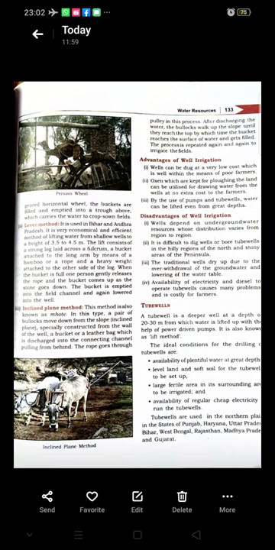Now, there are some advantages of well irrigation as well as disadvantages. About the advantages, if it is not mentioned, you may please note down: it is cheaper to construct as compared to canals and tanks. It is mentioned here that we can dig at a very low cost, that means even for poor farmers. So, it is cheaper to construct.